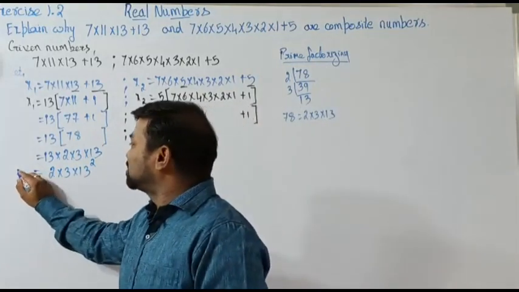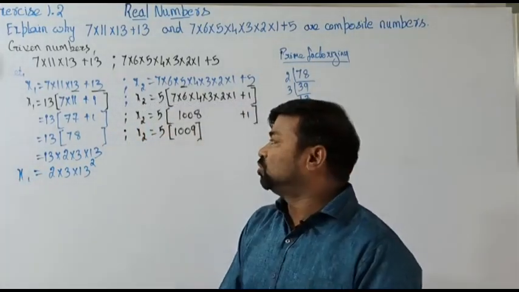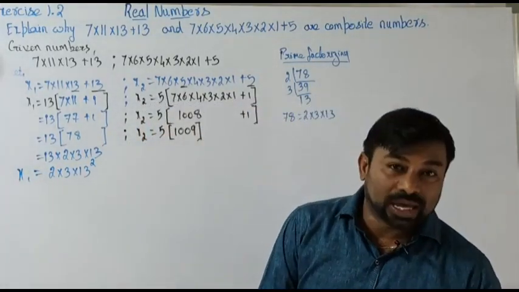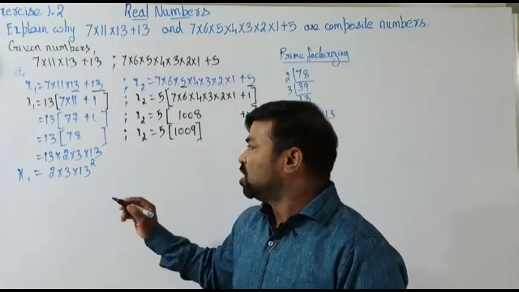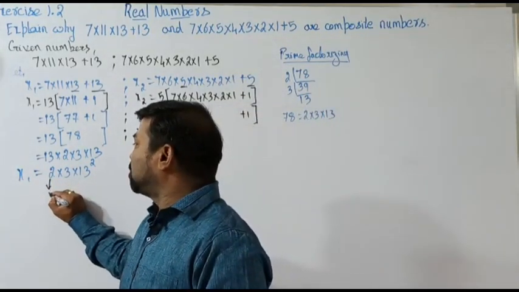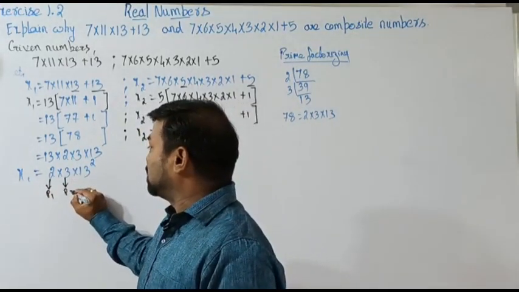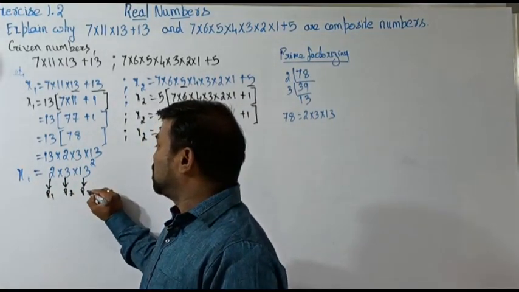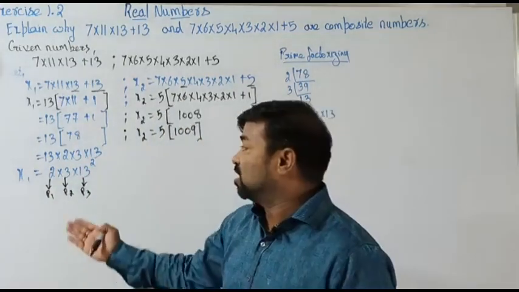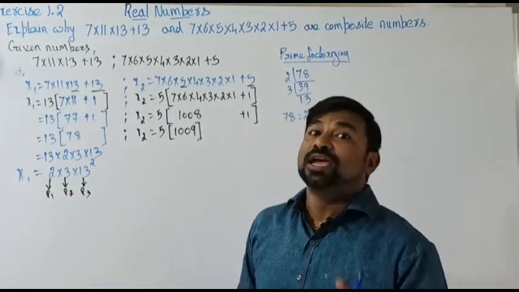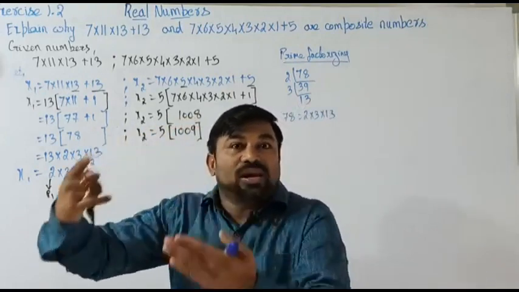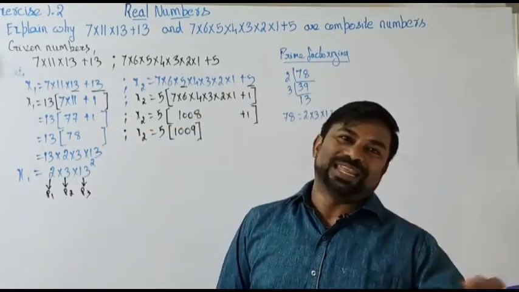So now x1 is nothing but 2 into 3 into 13 square. Now if you check it out, if I consider this one, is it a prime number? Yes. Is this also a prime number? Yes. And is this also a prime number? Yes. How many prime numbers are there? So P1, P2, P3. Now let us recall what a composite number is.